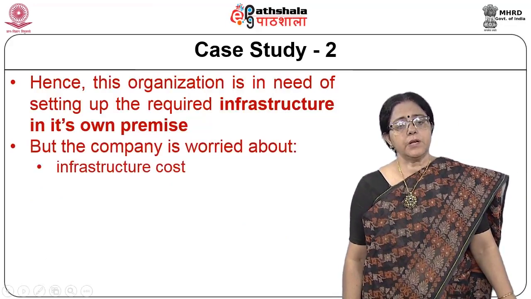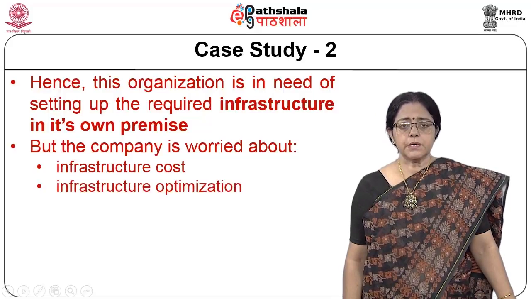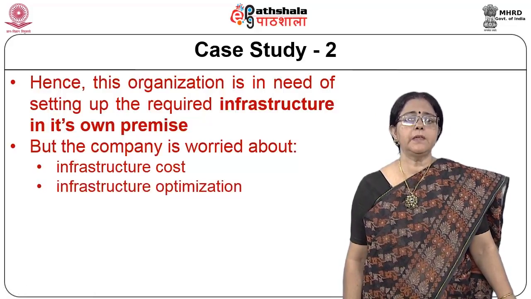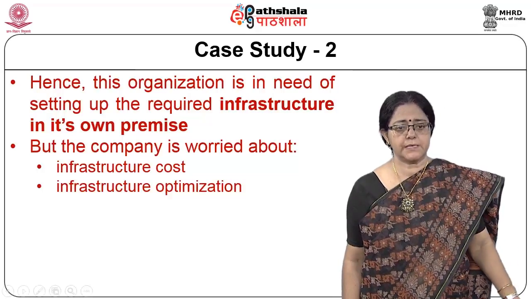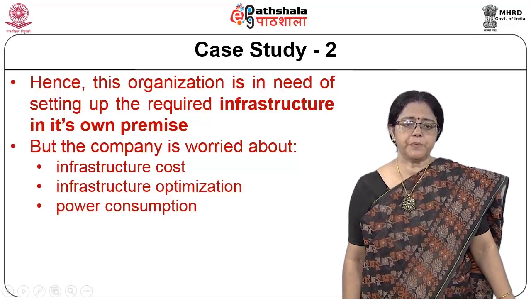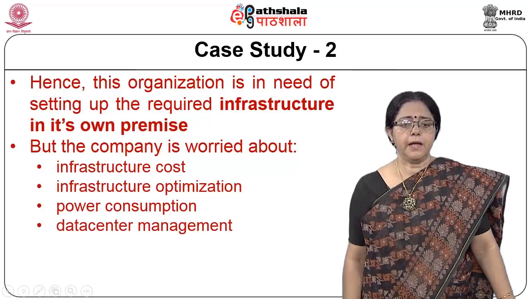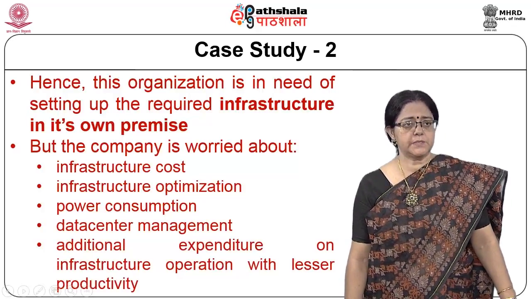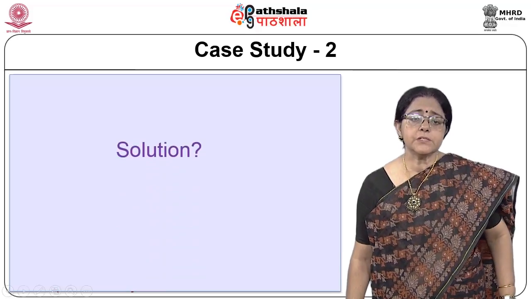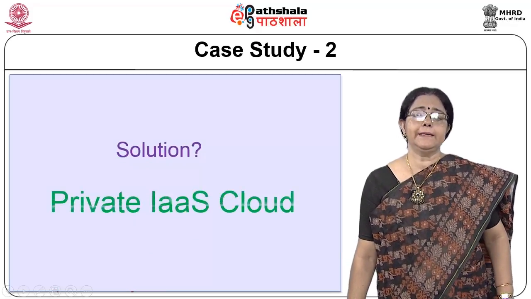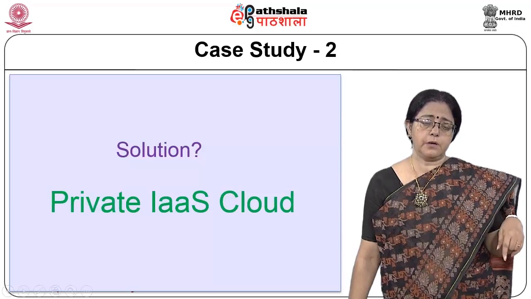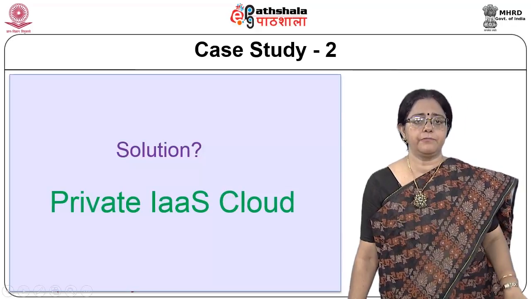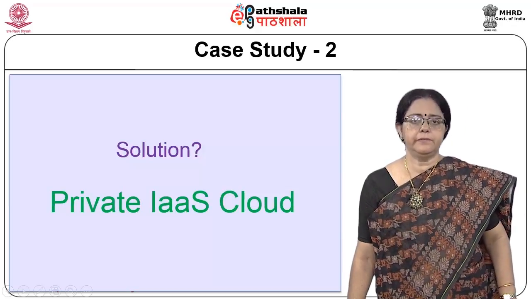But what are the concerns? The cost. Do they buy everything new, or can they use the scattered infrastructures that they already have? How to optimize that? Power consumption and data center management, of course, the additional expenditure. So, what is the solution? Now, they create, using their own infrastructure or maybe adding a few more, what is known as a private IaaS cloud.